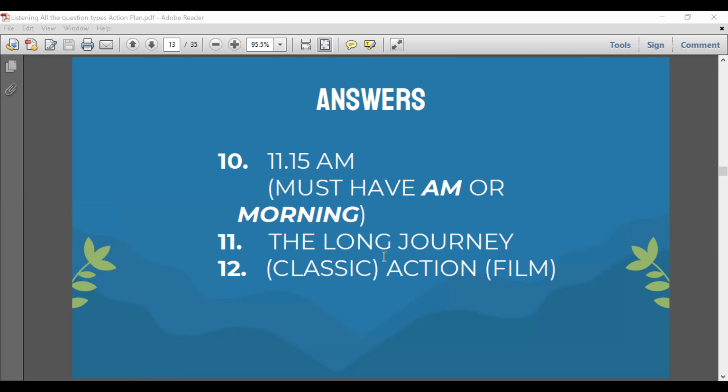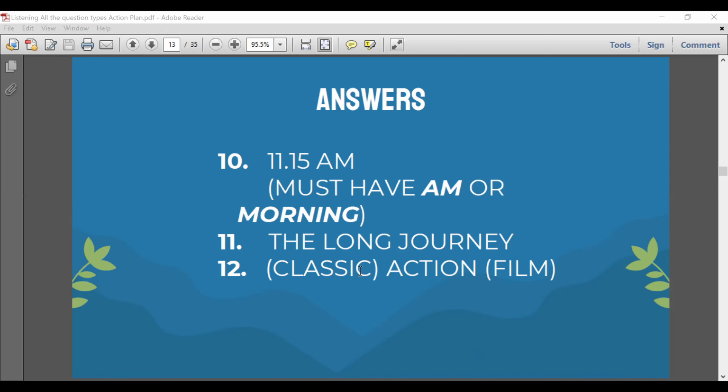12th का आंसर है क्लासिक एक्शन फिल्म. तो इसका मतलब ये है कि ये एक्शन तो कंपलसरी होना ही चाहिए. अब इसके साथ आपने लिखा क्लासिक एक्शन, that is also going to be marked as right. या क्लासिक एक्शन लिखा तो भी चलेगा, एक्शन फिल्म लिखा तो भी चलेगा, और क्लासिक एक्शन फिल्म लिखा तो भी चलेगा. ब्रैकेट वाली जो चीज है वो कंपलसरी नहीं है, लेकिन ब्रैकेट बगैर की जो चीज है वो कंपलसरी है.